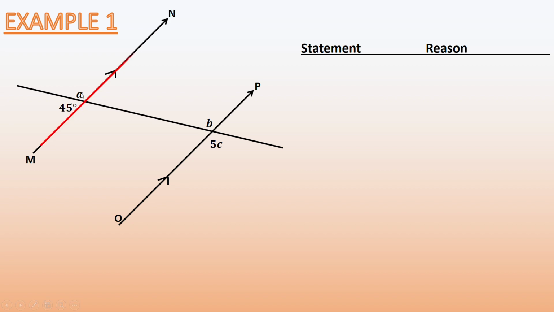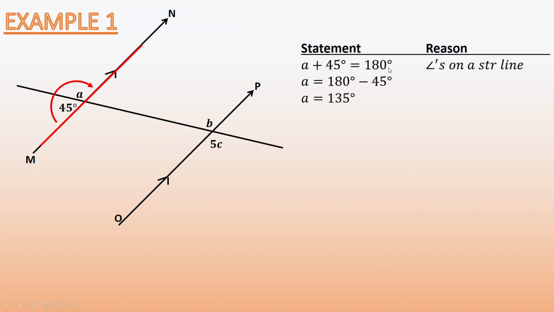Cool, so I'm going to start with A. With A, I can see that there's a straight line there, so I can use angles on a straight line. I know that angles on a straight line add up to 180 degrees. So there's my statement, A plus 45 is 180. Reason, angles on a straight line. Then I would solve for A by subtracting the 45 to get 135 degrees. Okay, so now I know that A is equal to 135.